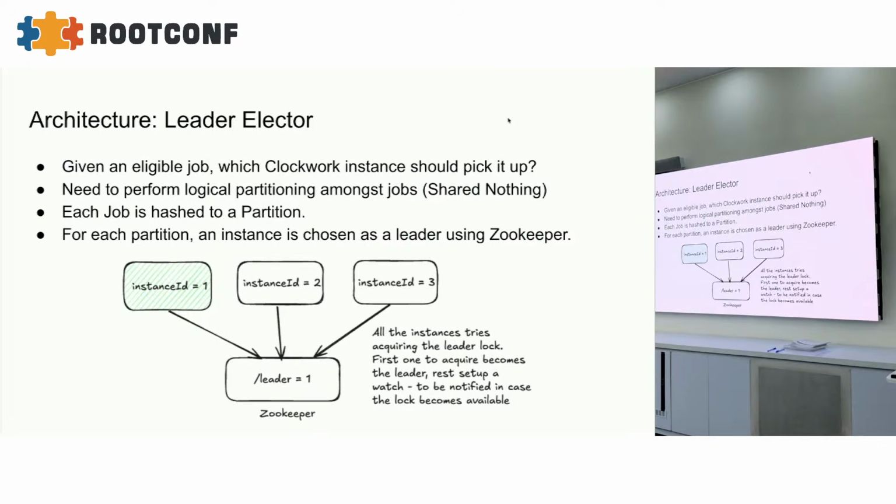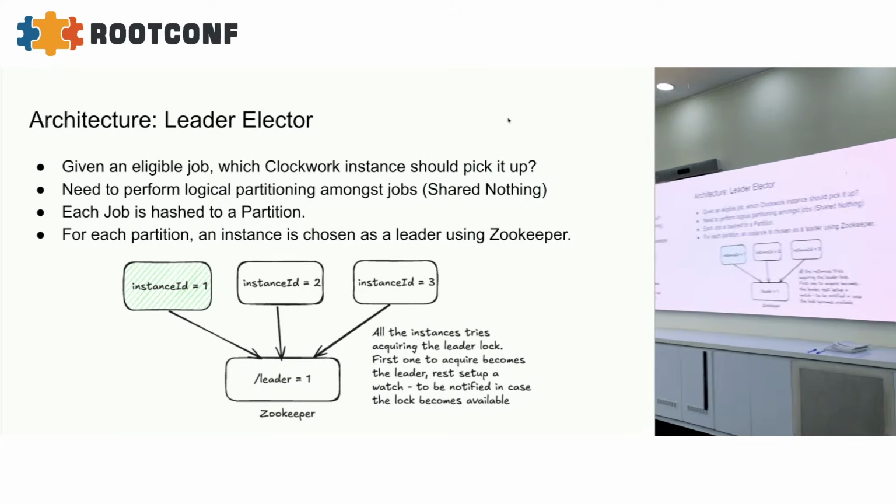Second is our leader elector. This is where things get tricky, because once you write a job to HBase, we need somebody to figure out which instance is responsible for this job. Assuming there are multiple instances of Clockwork running, we want one instance to pick that job, not all. Why? Because if multiple instances try to pick up the same job, it can lead to multiple callbacks to the downstream, which is not the requirement. We want to do it effectively once.